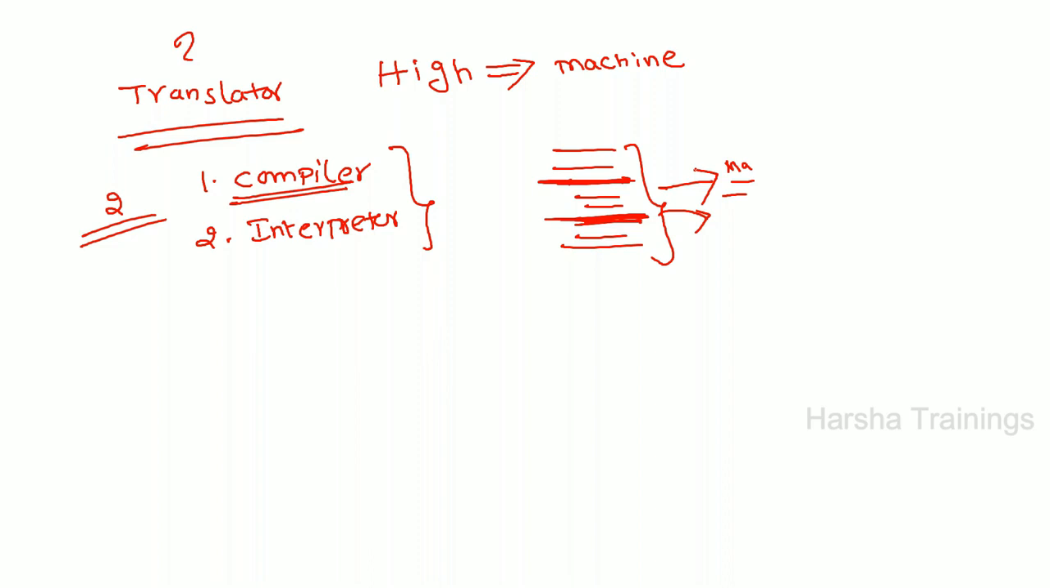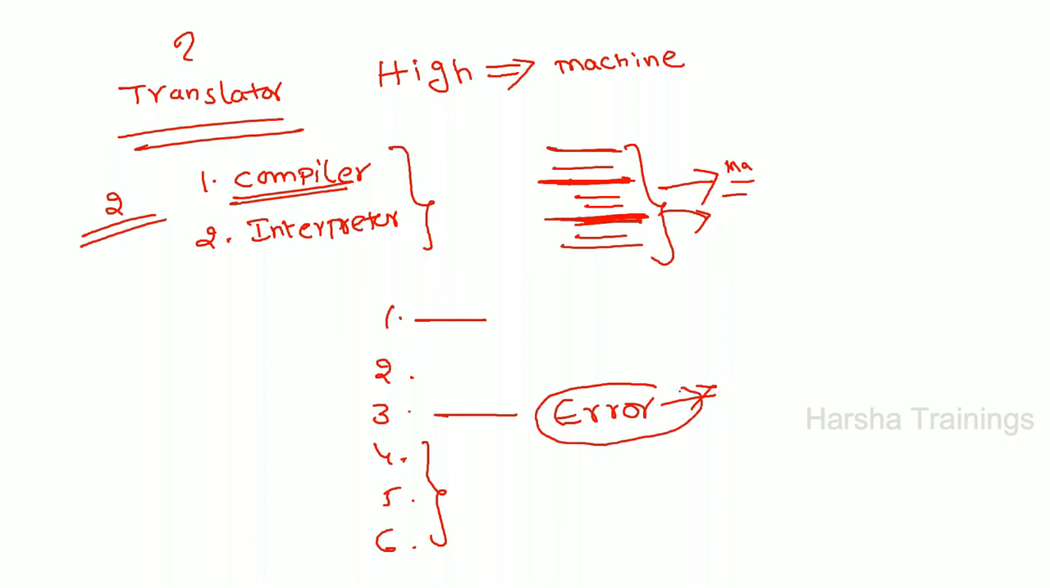But coming to the interpreter, instead of converting the entire program at a time, it converts line by line. First it converts line 1, second line 2, third line 3. Suppose there is an error in line 3. If there is an error in line 3, it does not perform conversion. It simply stops the conversion and shows the error to the user, and you have to modify the error. After that only we move on to 4, 5, 6 and so on.